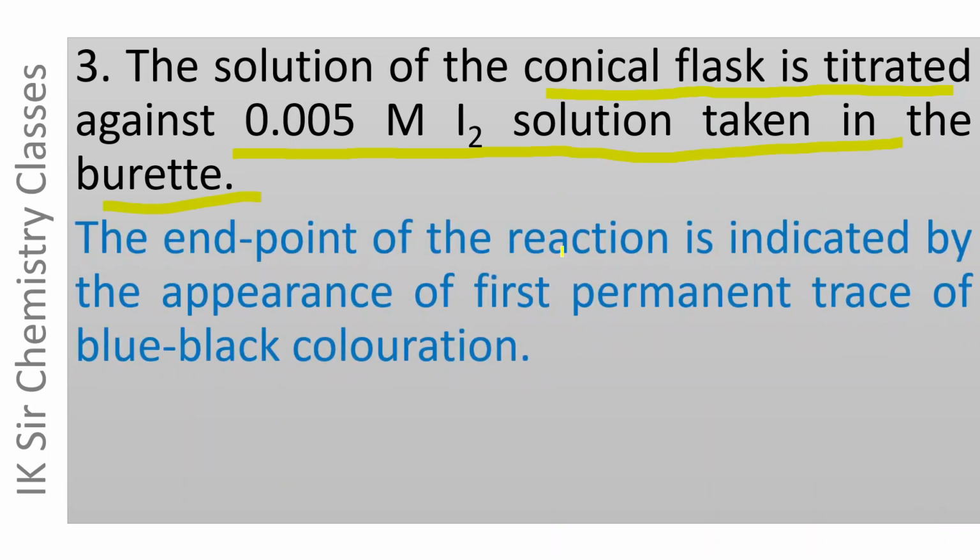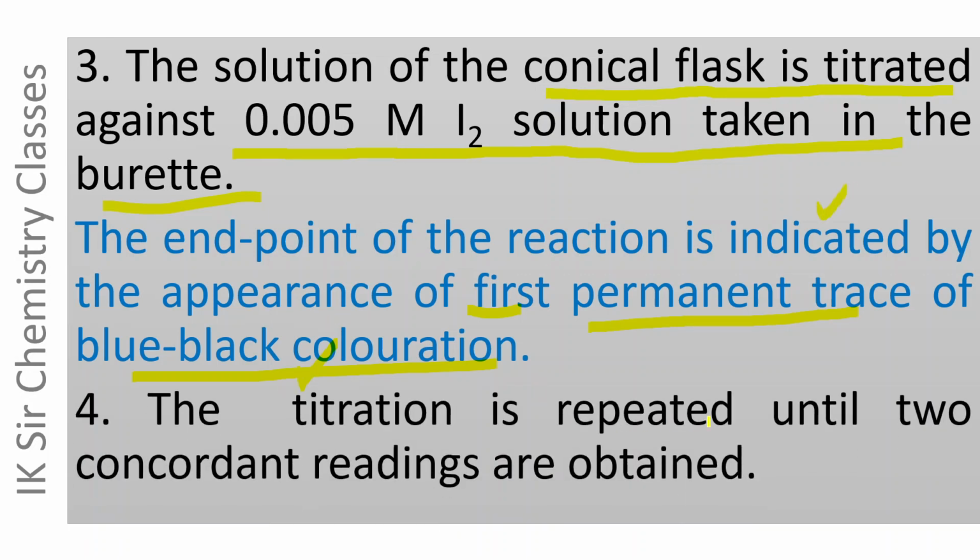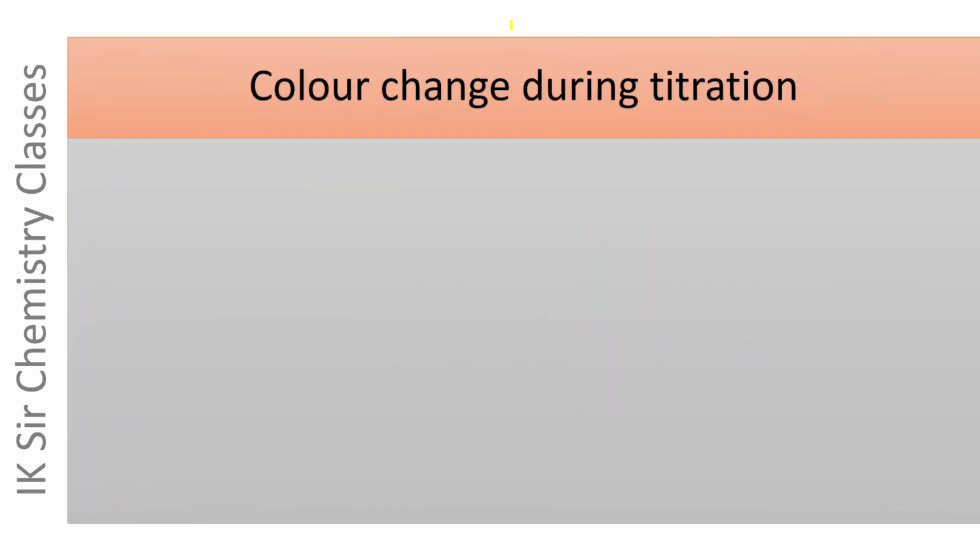The end point of the reaction is indicated by the appearance of the first permanent trace of blue-black coloration. When the first trace of permanent blue-black coloration is obtained, the end point of the reaction is indicated. The titration is repeated until two concordant readings are obtained. Color changes during titration.